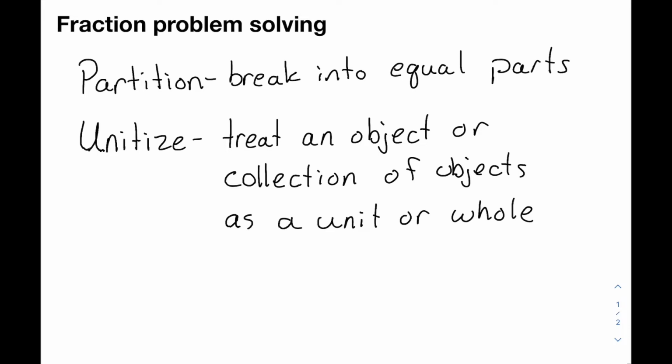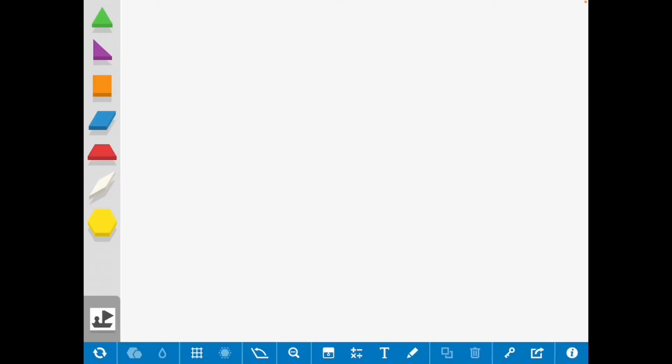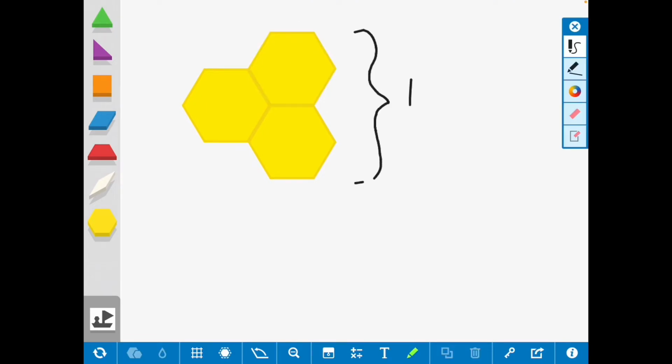Let's do some examples using virtual pattern blocks for our area models. In our first example, we're going to put 3 hexagons together, and we're going to consider this one whole. For this problem, let's show 5/6 of a whole.